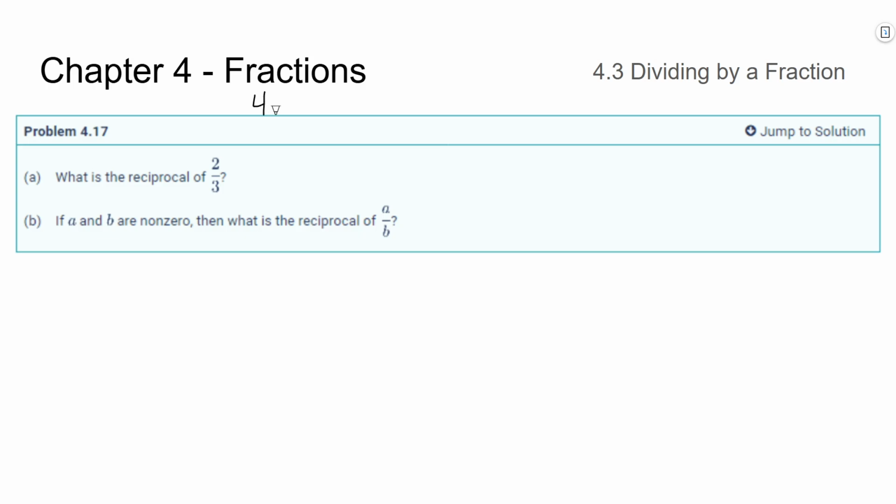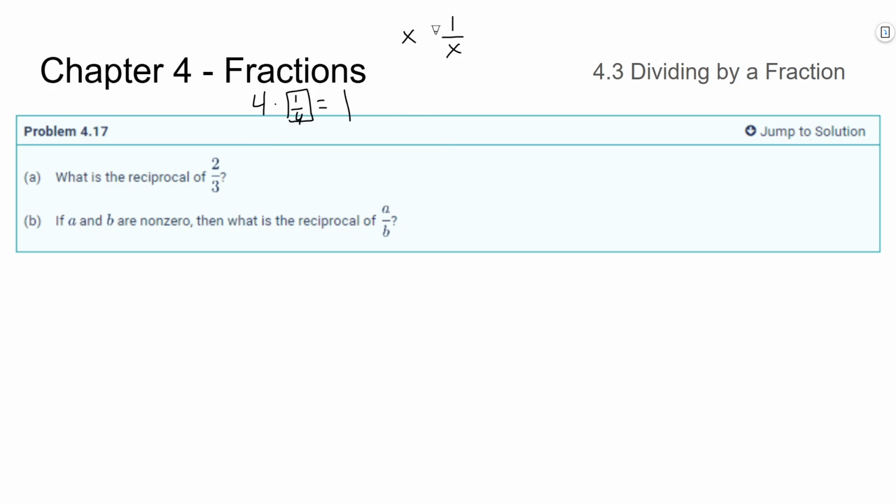So let's say we're at 4. So 4 times what would give us 1? And what we found is that if we have any x, the reciprocal is going to be 1 over x. And so this would be 1/4, because if we multiply 4 times 1/4, we get 4 over 4, which would be 1.